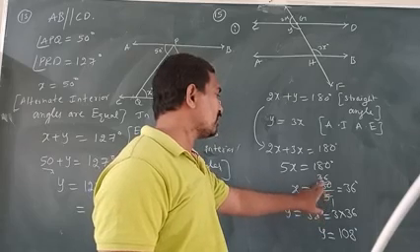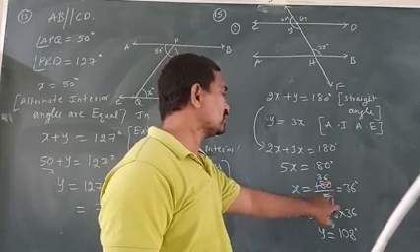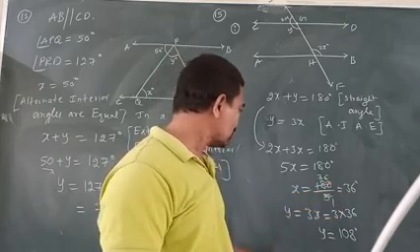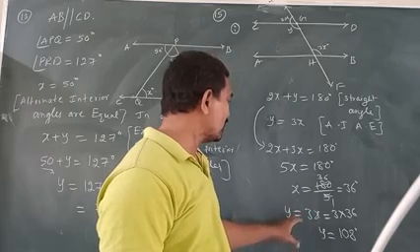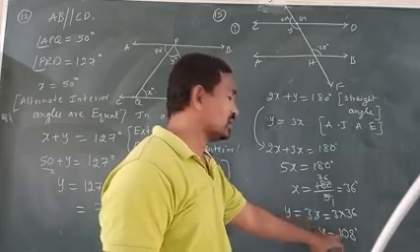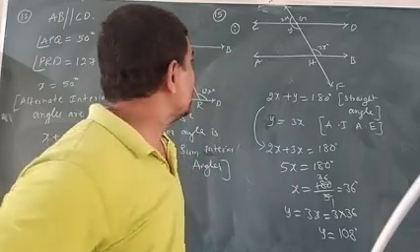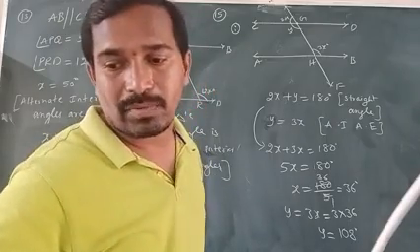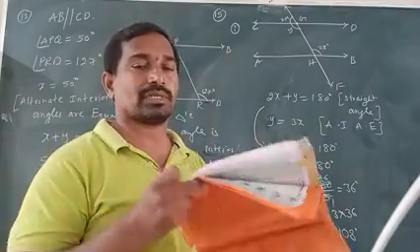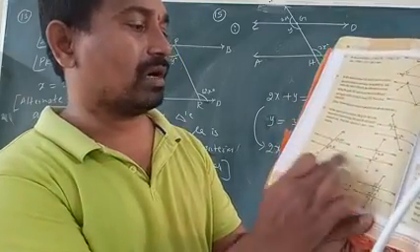5 threes are 15, 15 means 3, carry forward 30, 5 sixes are 30. That is 36. So x equals 36. Now we have to find y. What is y? 3x. Write the x value: 3 into 36 is 108. So we completed the first problem of the 15th. You have to do the remaining two problems in the 15th. You have to complete this.